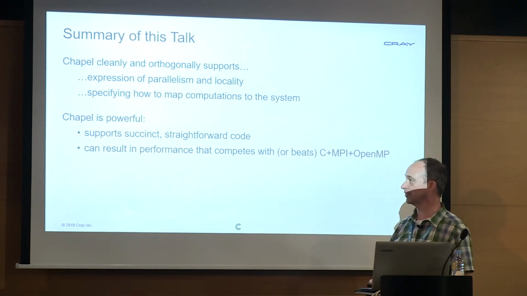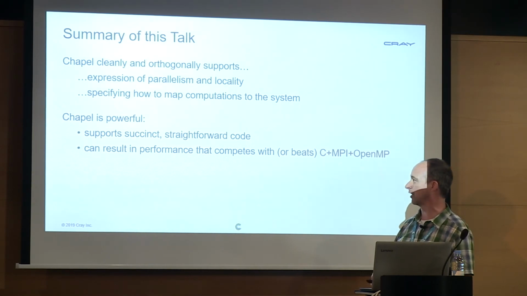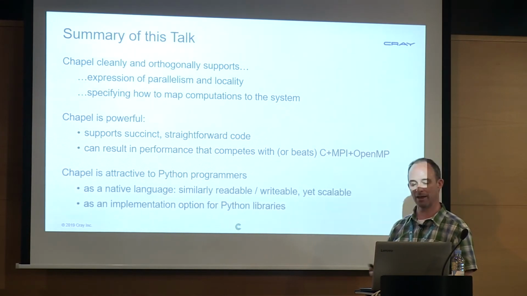It's a powerful language. As we've seen, it supports very succinct, straightforward code, and it can result in performance that competes with, or as we saw in the RA example, sometimes beats traditional techniques like C plus MPI plus OpenMP. And as we've seen through the Arkouda example, it's attractive to Python programmers, both in the sense that it's similarly high level and so attractive if you're reading and writing Chapel code, but it's also attractive in an interoperability sense for writing Python libraries and never even having to touch Chapel, but still benefiting from it.